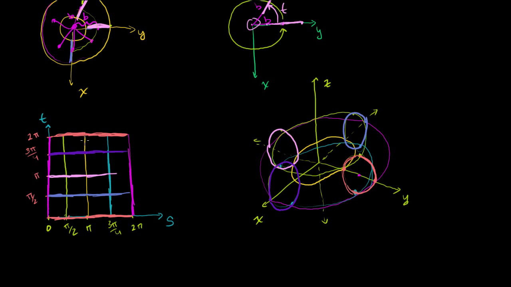And hopefully you're getting a sense now of the parameterization. I haven't done any math yet. I haven't actually shown you how to mathematically represent it as a vector valued function. But hopefully you're getting a sense of what it means to parameterize by two parameters.